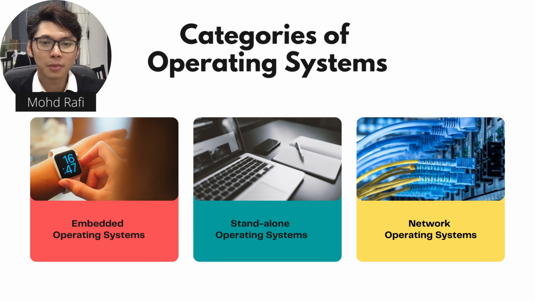In the earlier slides, my friend explained the definition of operating system, the functions, as well as the features. And now I am focusing on the categories of operating system, namely embedded operating system, standalone operating system, and network operating system.